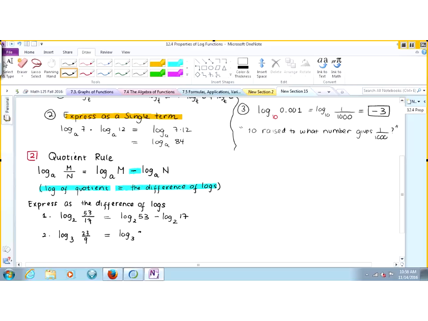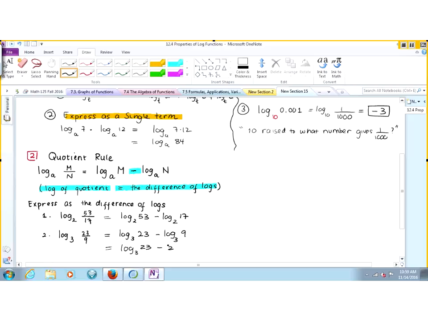This is log base 3 of 23 minus log base 3 of 9. Can we simplify log base 3 of 9? Yes. Log base 3 of 23, there's nothing we can do about it. But what is log base 3 of 9?